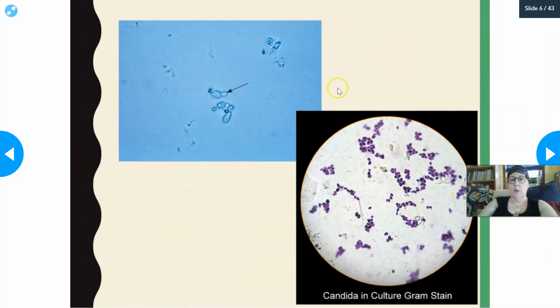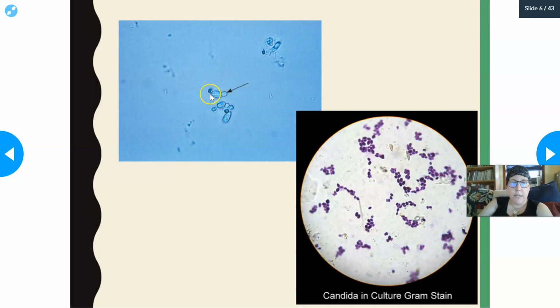And the organism that is causing her infection is Candida albicans. So this is what it would look like. If you took her urine, you would see this. So in her urine sample, this is not stained. This is a wet mount, so the organism can be seen reflecting here with the light.